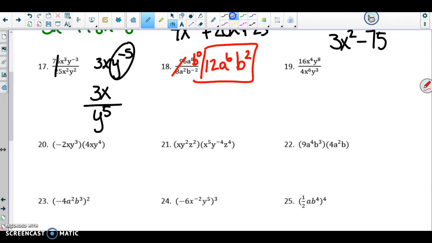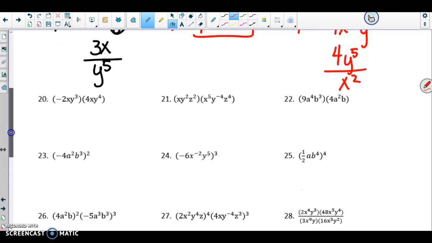All right, 16 over 4 is going to become 4. X to the 4th minus the 6, I'm going to have x, not a. I don't know why I was writing that. So x to the negative 2, and then y to the 5th, because 8 minus 3 would be that. Well, this x to the negative 2 has to go down, so I'd have 4y to the 5th all over x squared, because those go down from there.